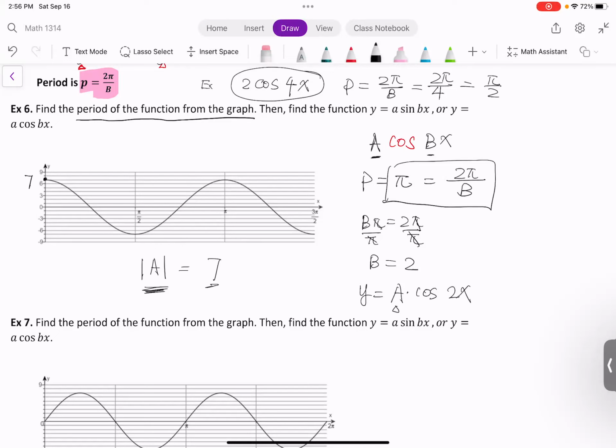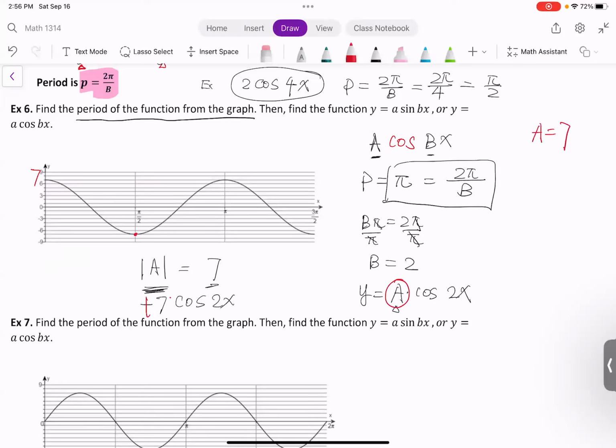And is there any reflection? Reflection means a is negative 7. If I had negative 7 cosine 2x, no, this is the cosine function. If there is a reflection, I would have a graph like this. So no reflection. That means I have positive 7 as my amplitude. The maximum and minimum depend on the amplitude, and at the minimum point here, y's value is also negative 7. So a is positive 7.